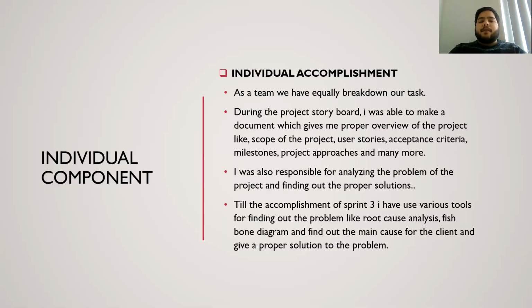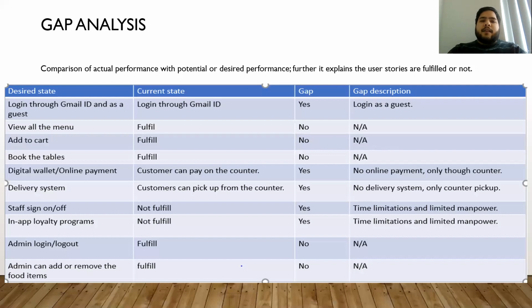For the individual accomplishment in the sprint, I started from the analysis parts, like identifying the problem to the solution. I did the root cause analysis to identify the main problem the restaurant or the client had because of the website, and how we can solve that problem through the mobile application. For that I did the fishbone analysis and then created the wireframe, which makes it easier for developing the software. And then the gap analysis.